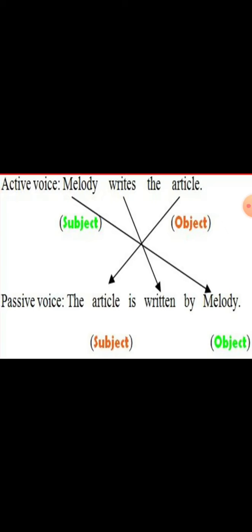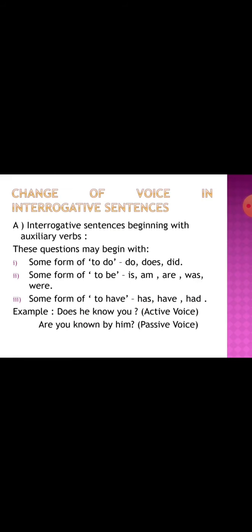Like you see here in active voice, Melody writes this article. In this sentence, the subject is Melody and the article is the object. When we change into passive voice, the object becomes the subject. So in passive voice, this sentence becomes the article is written by Melody.